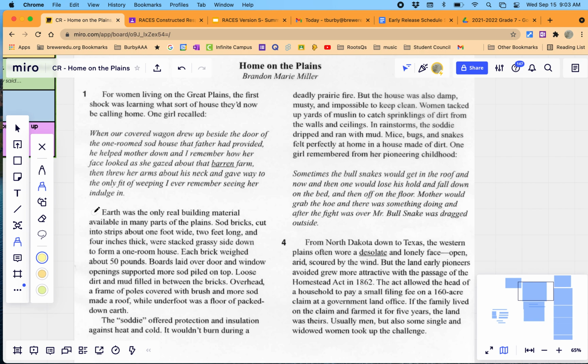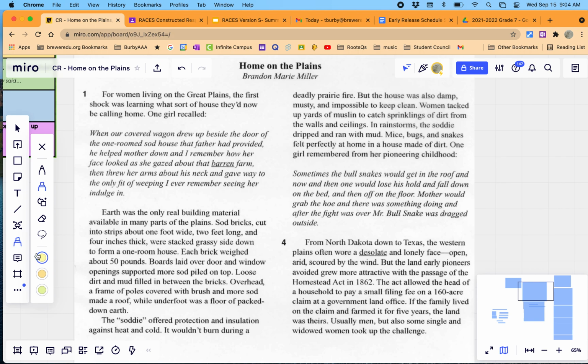Next sentence. Earth was the only real building material available in many parts of the plains. Well, that doesn't describe a soddy. It just tells us that they built it out of earth, really, but it really doesn't describe it. It's not positive or negative, so we're not going to use it. Sod bricks, cut into strips about 1 foot wide, 2 feet long, and 4 inches thick, were stacked grassy side down to form a one-room house. Well, that tells us how they built the soddy, but it doesn't tell us the positive or the negative.